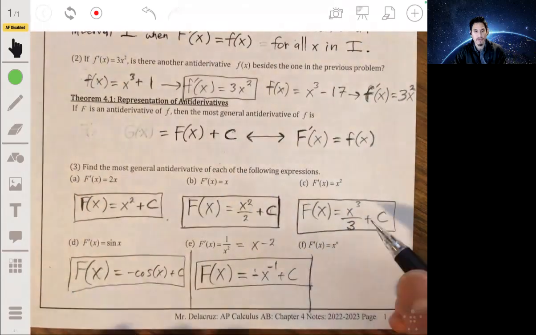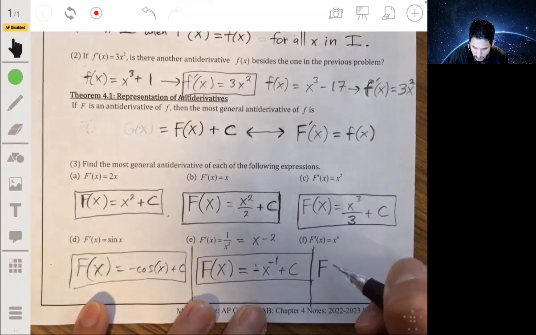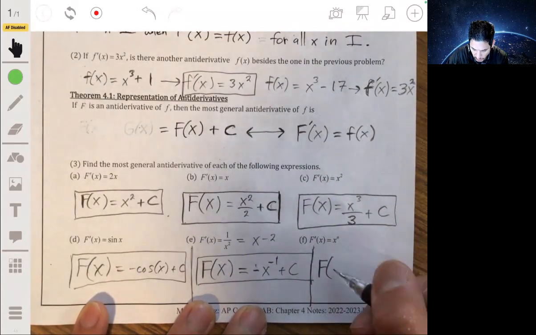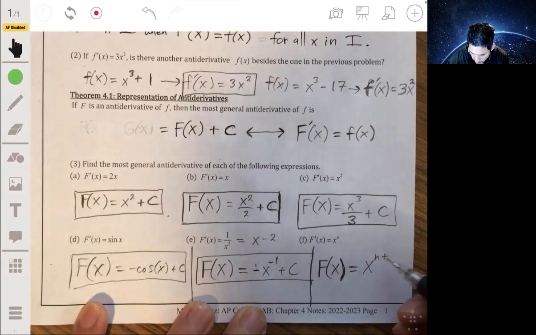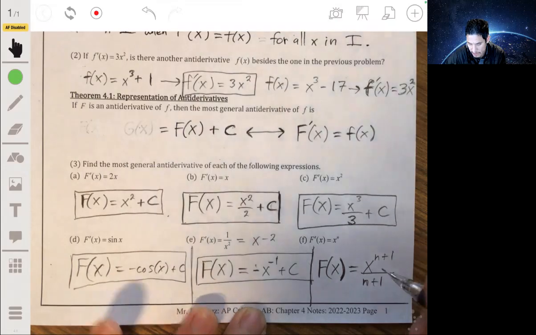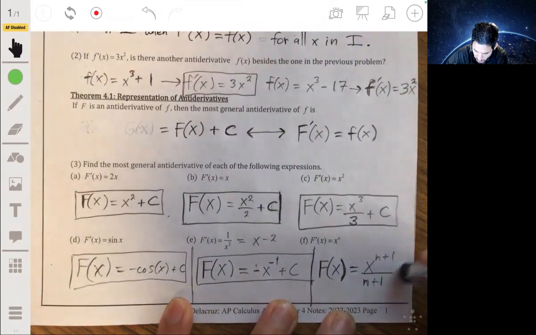Now, in general, if our derivative is x to the n, instead of multiplying by n and subtracting 1 from the power, we're going to do the opposite, or the inverse operation. So we're going to add 1 to the exponent and divide by that. So we're going to have x to the n plus 1 over n plus 1. And then we're going to, of course, add our constant c to it.